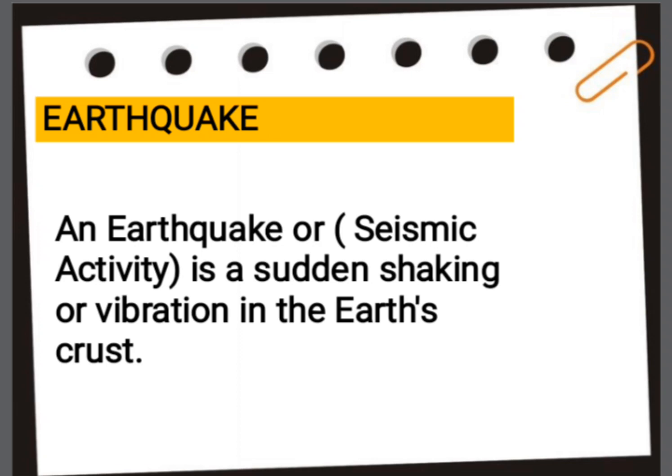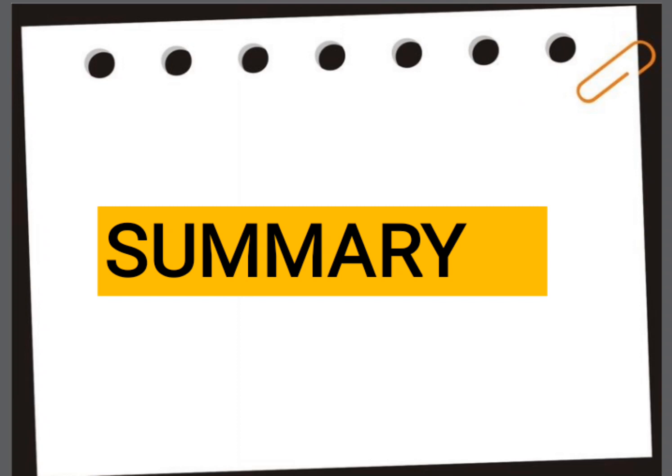Last but not least, let's talk about the subsequent endogenic process, none other than the earthquake. An earthquake or seismic activity is a sudden shaking or vibration in the Earth's crust. When plates suddenly move past each other, the built-up strain is released along the fault and the rock fractures. An earthquake can also be triggered by molten rock moving up into the chamber of a volcano before eruption.